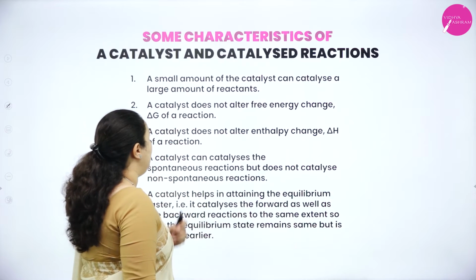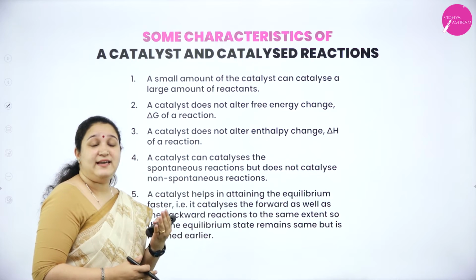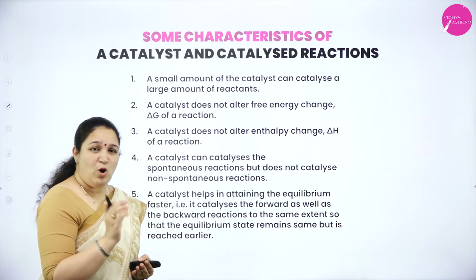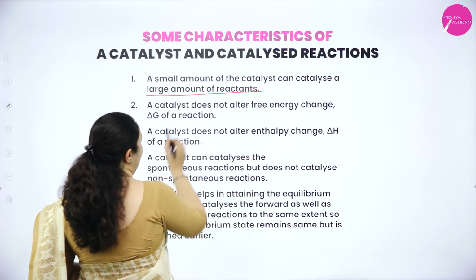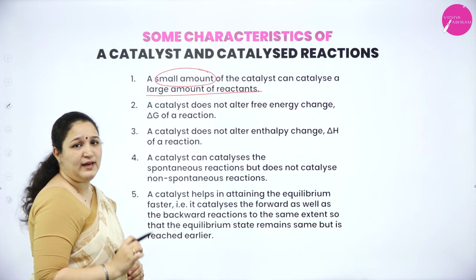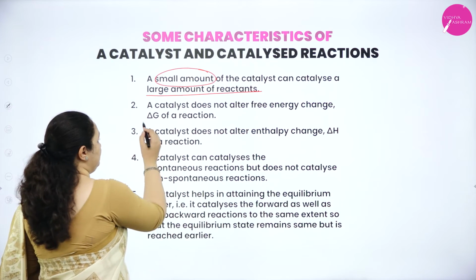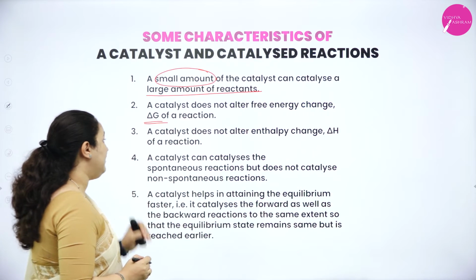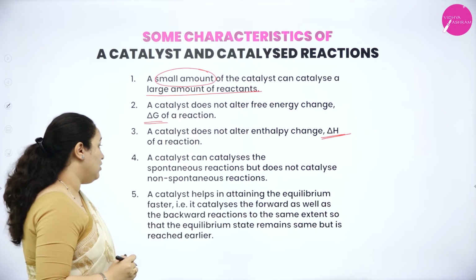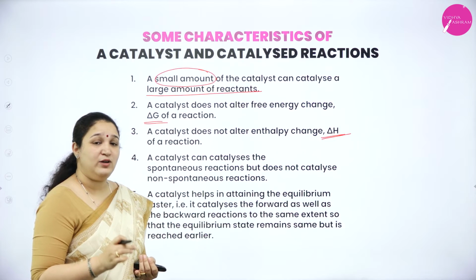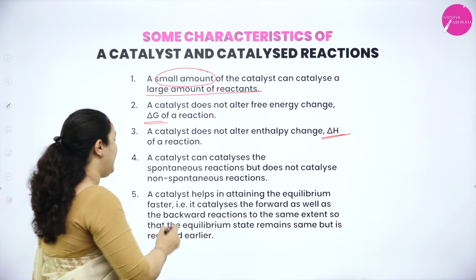Next we have the characteristics of a catalyst or catalyzed reaction. We know that in catalyzed reactions, a small amount of catalyst is sufficient to catalyze a large amount of reactant. So we require a very small amount of catalyst. Also, addition of a catalyst will not change the delta G value, or even the delta H value. Also, a catalyst can be added only for a spontaneous reaction. It will not catalyze a non-spontaneous reaction.